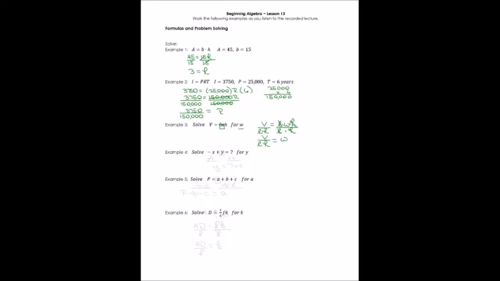Example 4, this time we're solving for y. So we want to get y by itself. But what's bothering us is we have a negative x over there. So let's do the opposite. Let's add x to both sides. On the left, those x's turn into 0. So now I have y alone. What do I have on the right? Well, I have 7 plus x, or you could say x plus 7. Since y is all by itself, I have solved for it. Y is equal to 7 plus x.